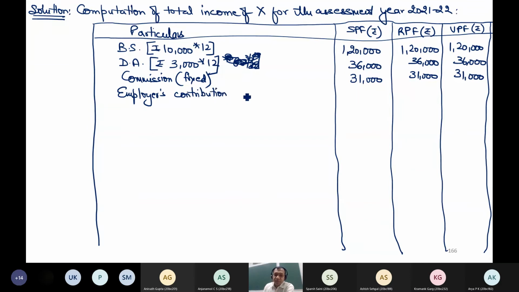In Provident Fund, there are three different types. First, how much is the employer's contribution? It is 20,000 rupees per year. I told you that if the Income Tax Act does not mention whether a figure is on a monthly or yearly basis, you have to assume that it is a yearly figure. Now what is the tax treatment of the 20,000 rupees which the employer has contributed in my SPF? What should I write here?